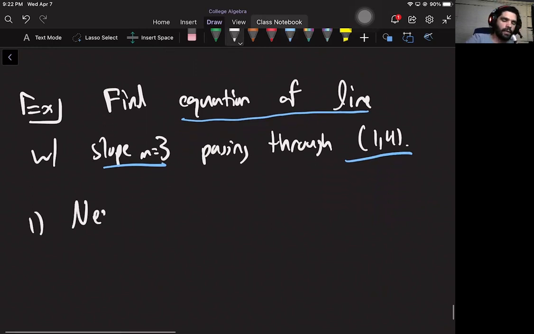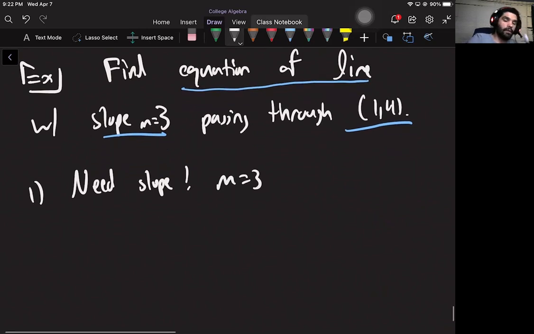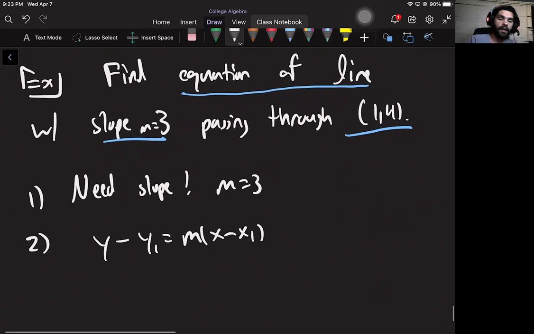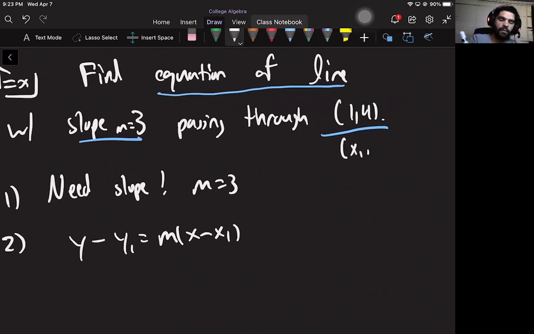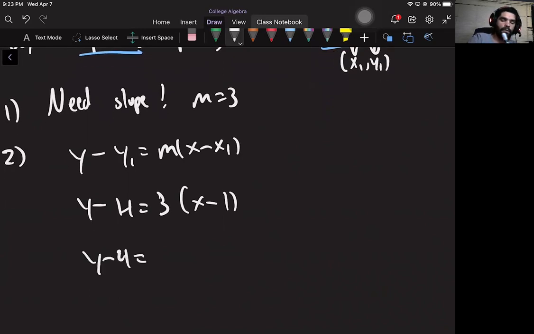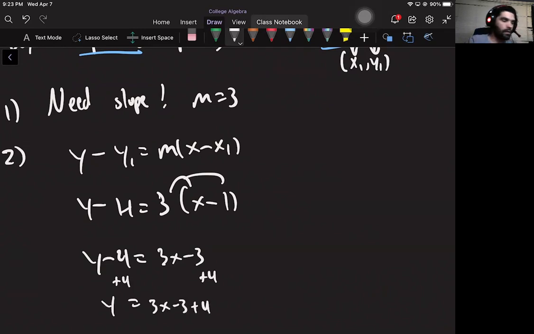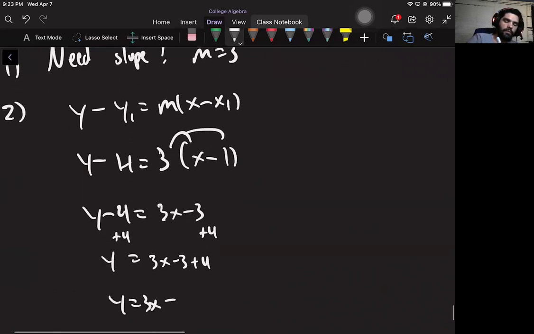Step one, we need the slope. Well, we got it. We don't have to calculate it this time. It's told to us, it's just 3. We still use this y minus y1 equals m times x minus x1 formula. But now we only have 1 point to choose from, so that's going to be our x1, y1. So y1 will be 4 and x1 will be 1. And I will then plug these in. So m is 3. And do what I did before. Distribute this 3. Add the 4. And then I will get y equals 3x plus 1.